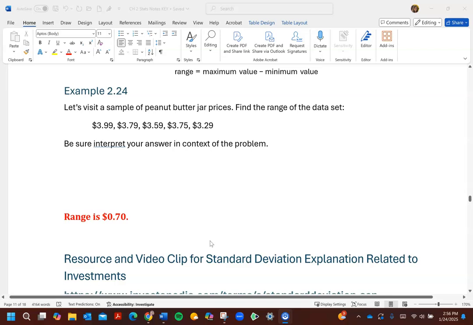Another way we can assess how varied a set of data is. Sometimes we can't see all the pieces, or it's just too big a data set. We're not going to be able to eyeball it. And range isn't really going to tell us that much in some cases. So we need to do something called find the standard deviation.